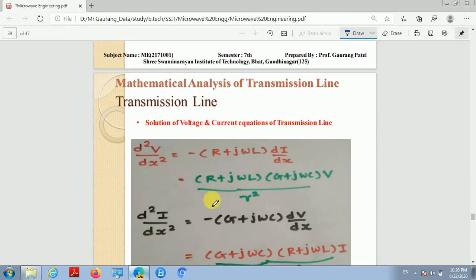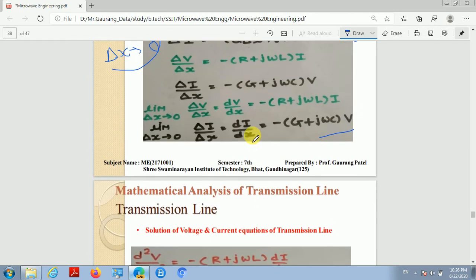Now we will do the solution of this voltage and current equation. We have two equations: dV/dx is equal to minus (R plus j omega L) into I. Similarly, dI/dx is equal to minus (G plus j omega C) into V. So this is the voltage equation, this is the current equation.